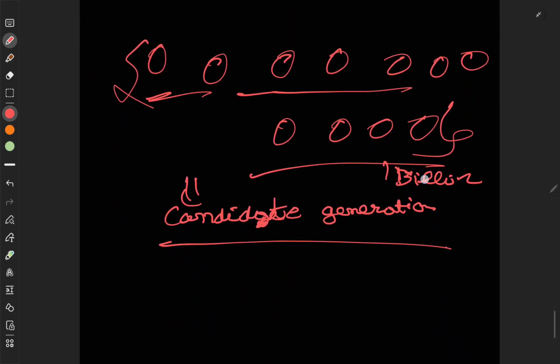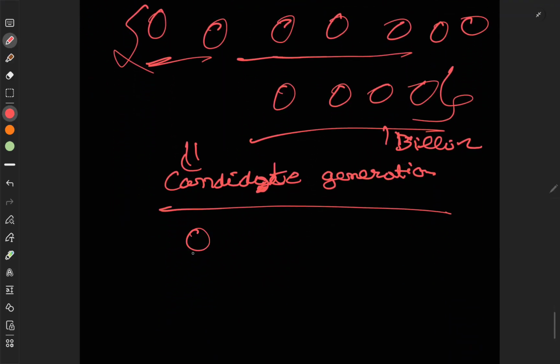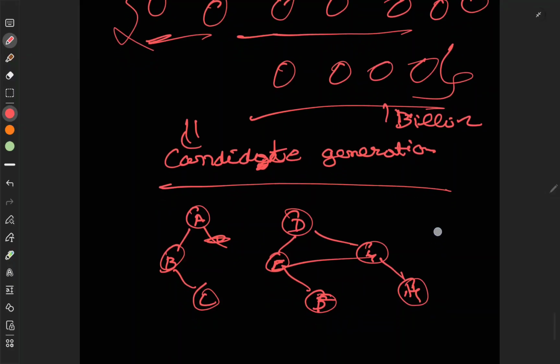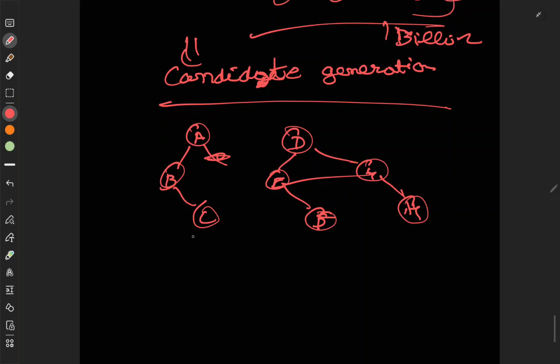Generally, if A has a friend B, B has a friend C. Similarly, D has a friend E, E has a friend F. G has a friend H, and E and G are also friends. So E can also connect to H, and D can also connect to H. What I mean to say is that rather than going to third degree connections, we can just think of friends here.